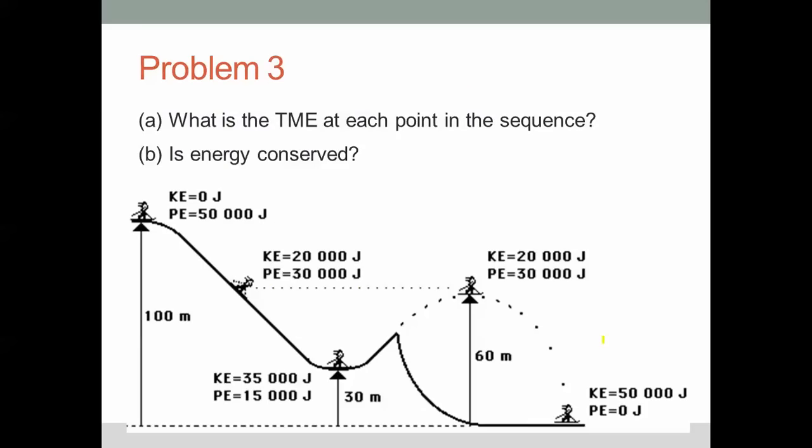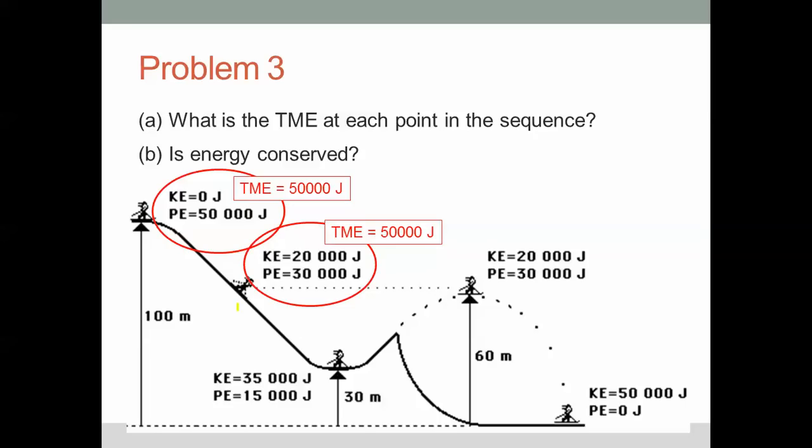So let's look at an example. Let's say we have a skier who's going down, and then she's going up in the air and back down. We want to know what is the total mechanical energy at each point in the sequence, and is energy conserved? So first, we can look at this first section. Total mechanical energy is her kinetic plus her potential. It's 50,000 joules.